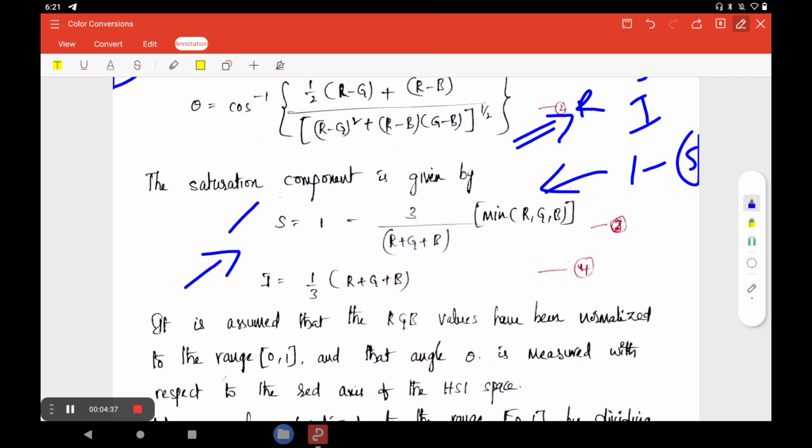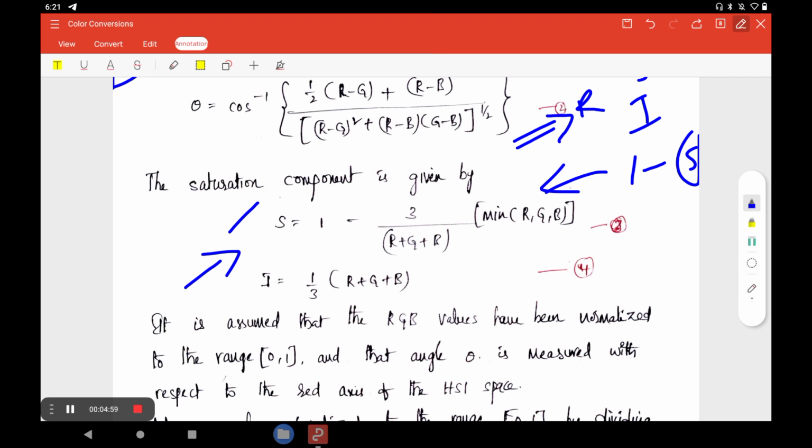So if you are taking the average of the three colors, therefore 1 by 3 of R plus G plus B, that gives rise to the intensity value. This is the scenario of how we are converting from RGB values, so with the help of RGB values we can convert the corresponding components into the HSI model, right?